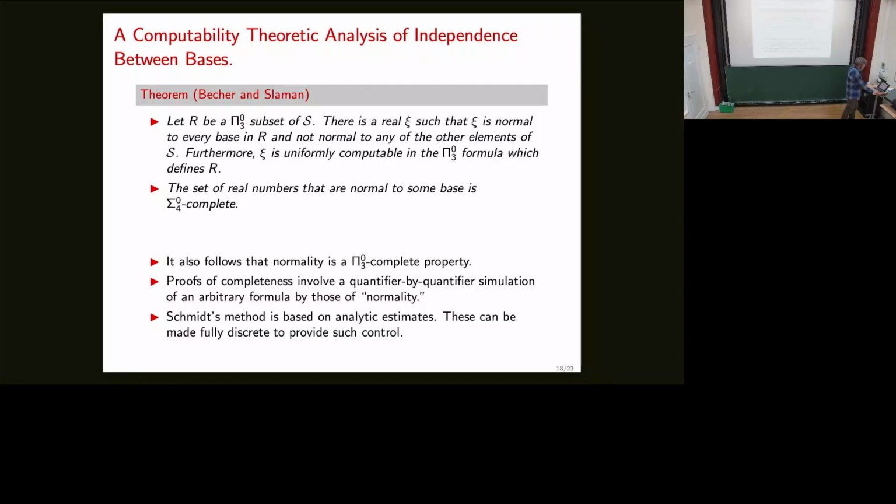Good. Normality is a Pi03 property. That's what I mentioned earlier. I was deducing it, I reversed the order of discovery on that. The one thing to comment here is that Schmidt's method was a piece of analytic number theory, based on analytic estimates. And in order to get the kind of control you need for this situation, you have to make everything discrete, because computations are finite. So you have to get all of these estimates and make them discrete and make them manipulable, to get this kind of result.